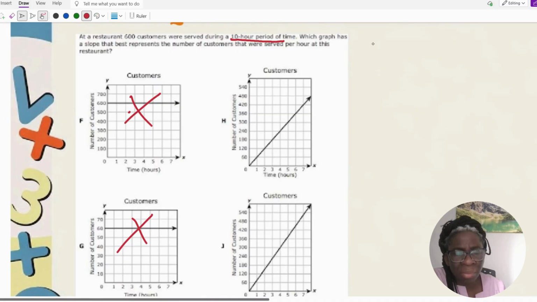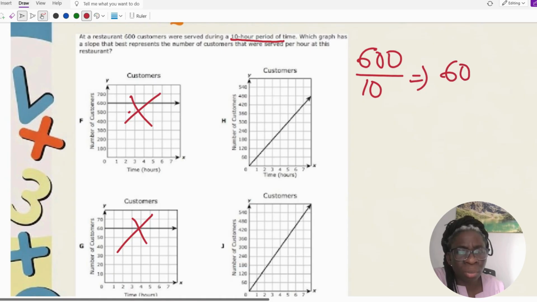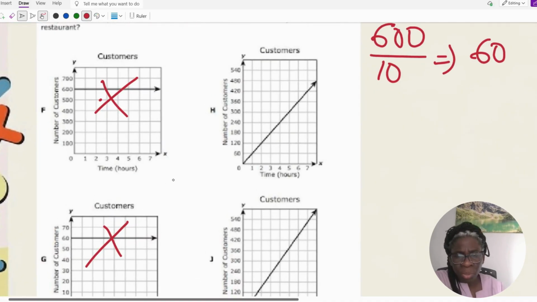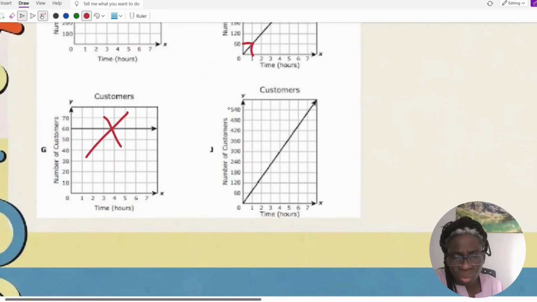So the total time is 10 hours and 600 customers were served. Which graph has a slope that best represents the number of customers that were served per hour? If 600 customers were served in 10 hours, that means 60 customers were served in 1 hour. So now let's look at 1 hour and trace it up. The option is H because when you trace 1 up here, it goes to 60, and this is correct. So let's look at this one too.